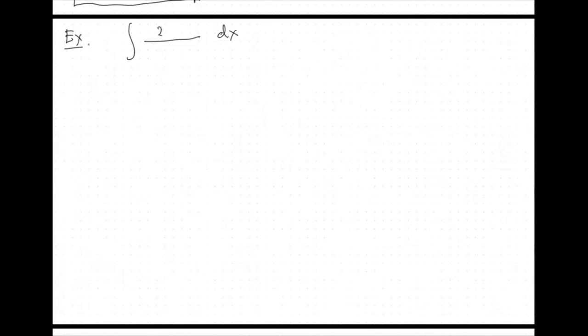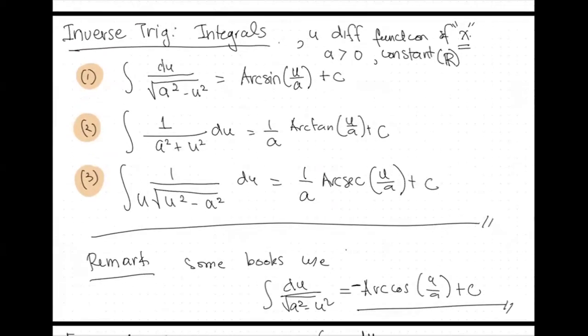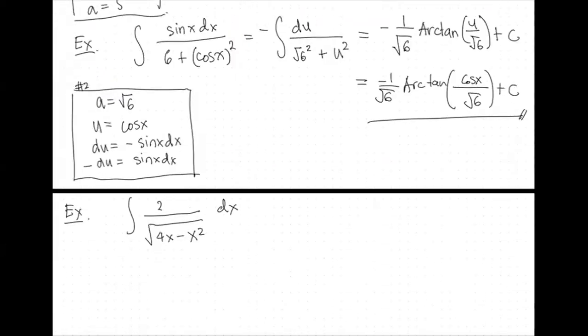Actually, sometimes the dx is beside the 2, but it doesn't matter for me. It's just a matter of notation. 4x minus x squared. So if you look at our formula above, here we have u squared minus a squared, but here a is only a constant. But how do we express this in terms of a function of x plus a constant? Now we will use completing the square.